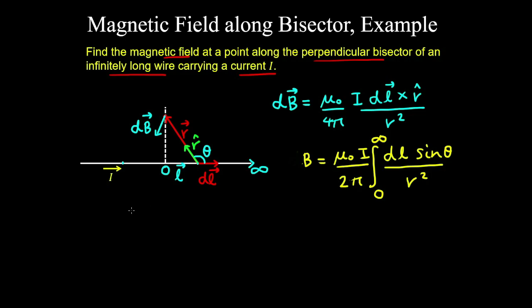So by Pythagoras, if we take this vertical dimension as z, we have the length of the radial vector squared is equal to L squared plus z squared. So let's substitute that in here.